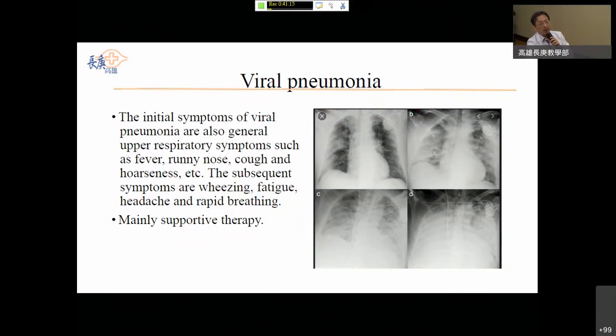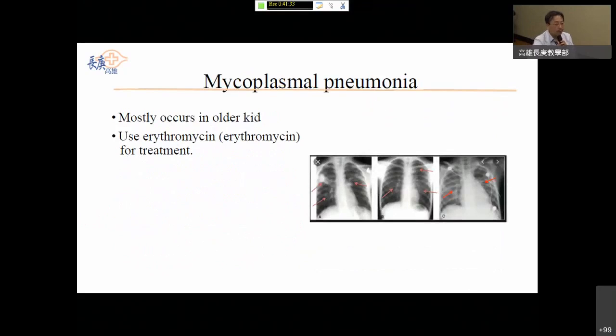because our body needs to have antibodies against the virus for the patient to recover, okay? So for viral pneumonia, the treatment is mainly supportive, okay? Mainly supportive. Okay, and there is a third type of pneumonia.